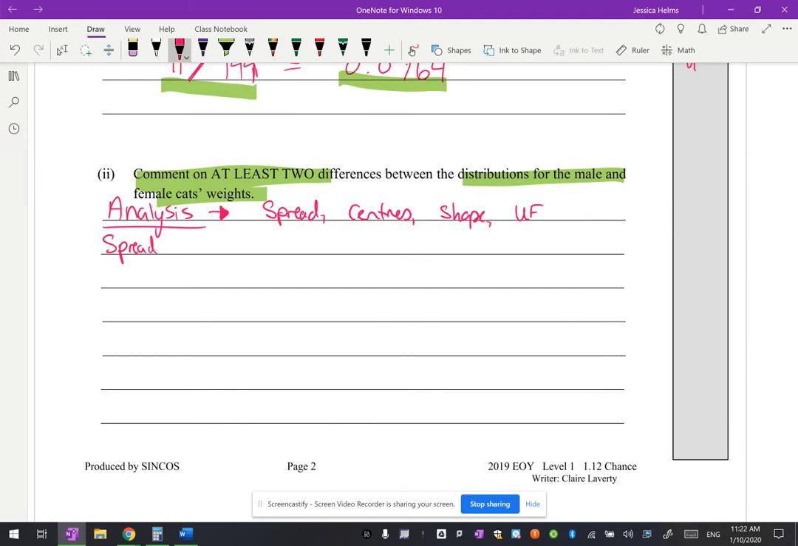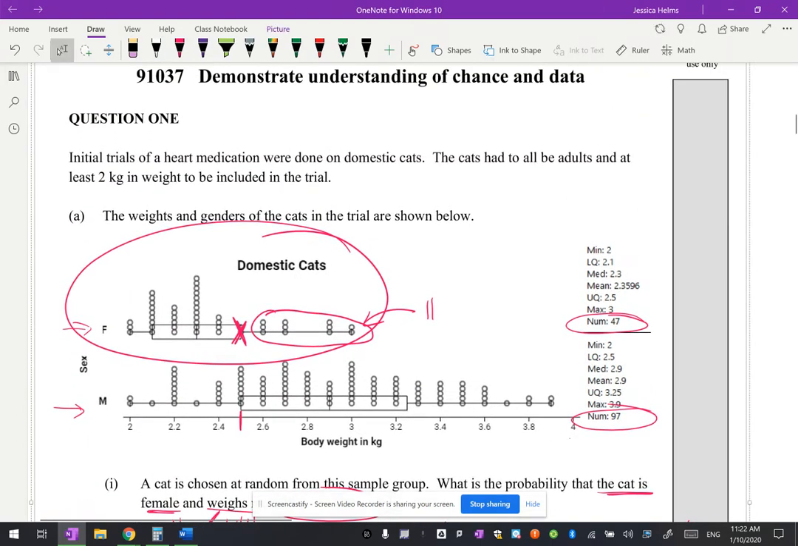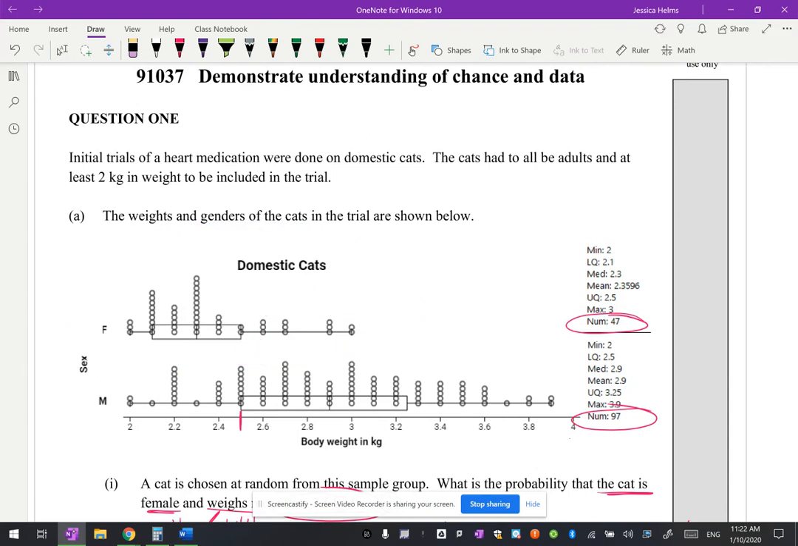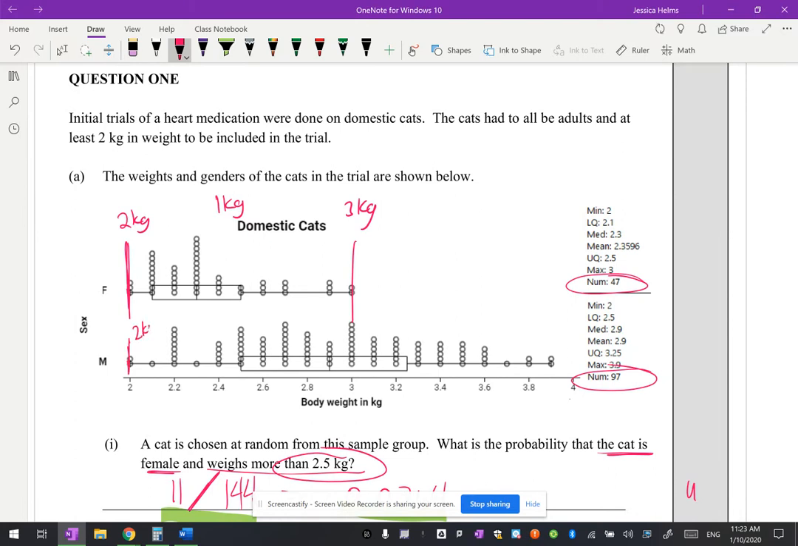When we talk about spread, we want to talk about the range and the interquartile range. So let's start with just general range. Our range here is how far it goes between. So the female cats range from 2 kilos up to 3 kilos, so they have a range of 1 kilo. Our male cats range from 2 kilos up to 3.9 kilos. If you can't quite read off that, you can also get your maximums and minimums in the data to the side. So that is a range of 1.9 kilos.